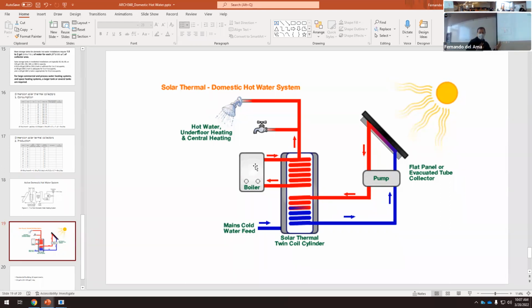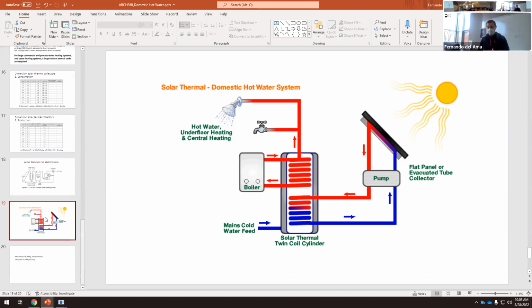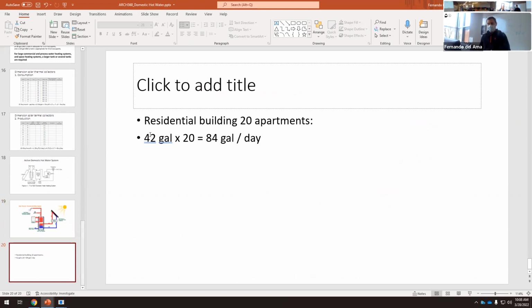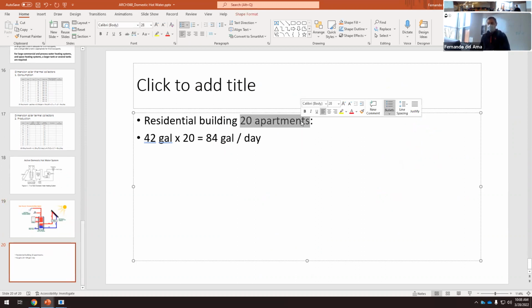But we are not talking about that yet. Okay, so it's just solar collectors connected to a tank. We have another boiler, an auxiliary element connected to the tank, and we make sure that the hot water temperature can be up to 140 Fahrenheit. This is what we need. And to calculate, what do we have to calculate now? These are the data. Okay, so we have a residential building with 20 apartments. This is all we have.